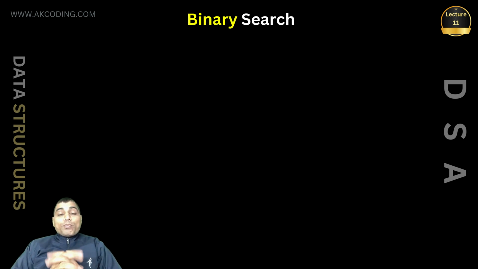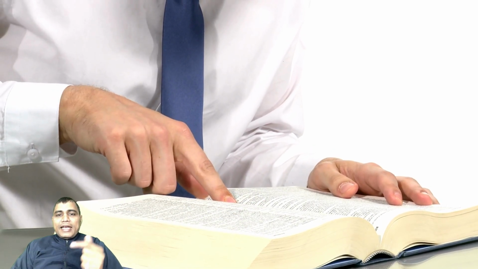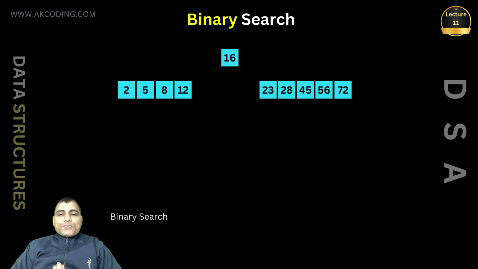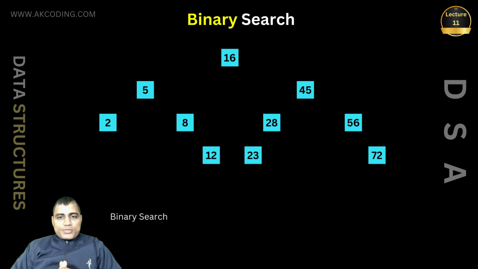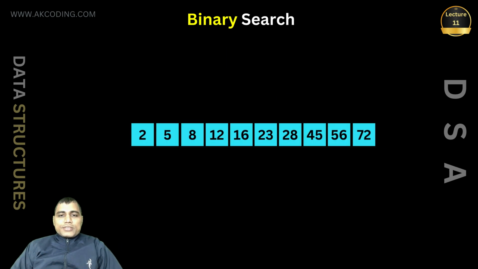Now, let's talk about binary search. Think of it as searching for a word in a dictionary. Instead of flipping through every page, you start in the middle and decide whether to go left or right based on your target value. Please note the minimum requirement for binary search: your data should be sorted. Binary search divides the search space in half with every step, making it much faster than linear search for a large dataset. Here's how it works.